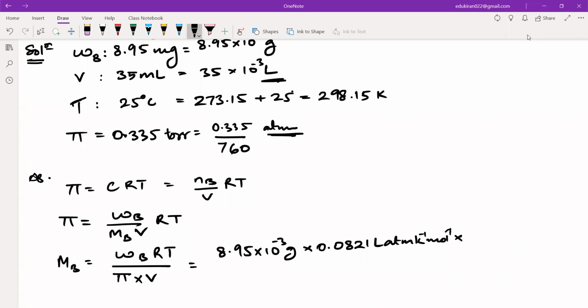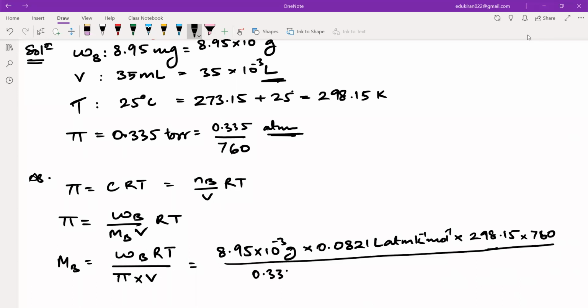Now you will multiply this by temperature. What is the temperature? Temperature is 298.15. Now you have to divide this by, I will multiply 760, because the pressure is 0.335. Further multiplied by the volume, which is 35 into 10 to the power minus 3.